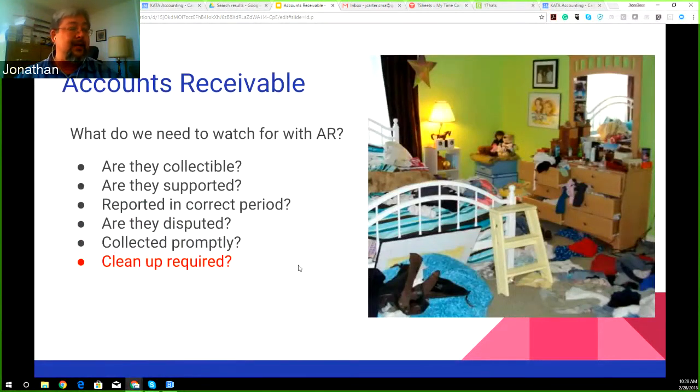Bob, did you have anything to add about cleaning up AR? No, I think that's pretty straightforward. It's just looking for items that shouldn't be or should be dealt with before you finalize the AR listing. Yeah. Okay.